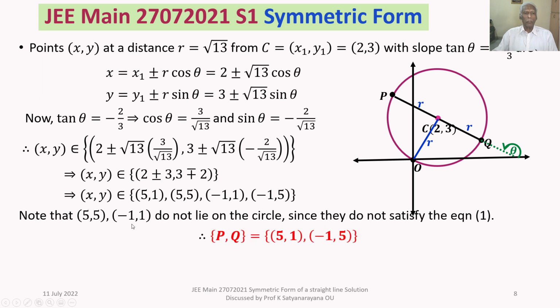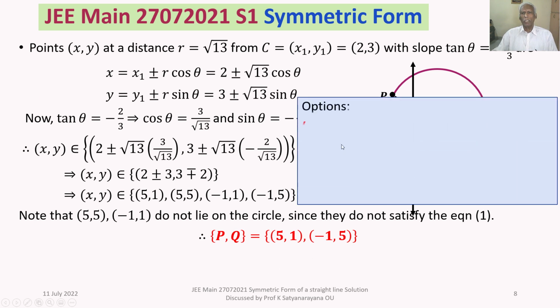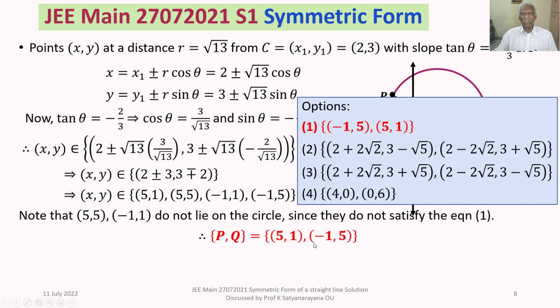So (x, y) is what? The coordinates of P or Q. Therefore, the coordinates of P and Q in some order will be equal to the set consisting of (5, 1) and (-1, 5). So these are the coordinates of P and Q as a set. What are the options given to us? Our answer appears against option 1, and hence our final answer is option 1.